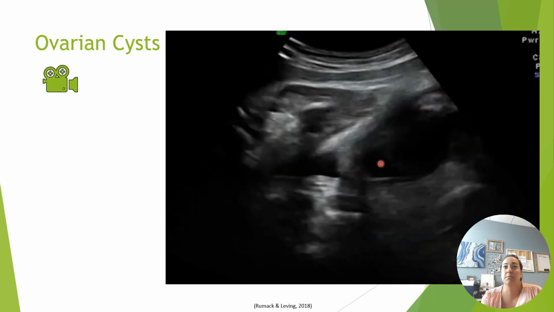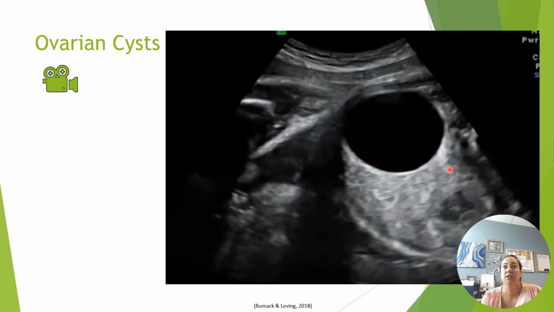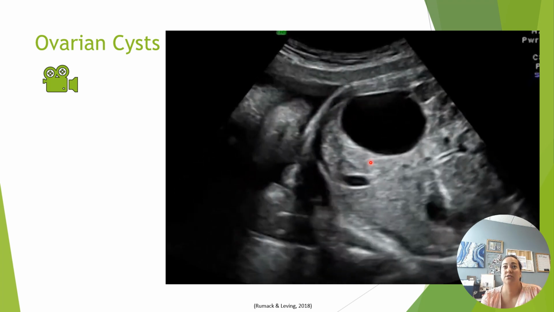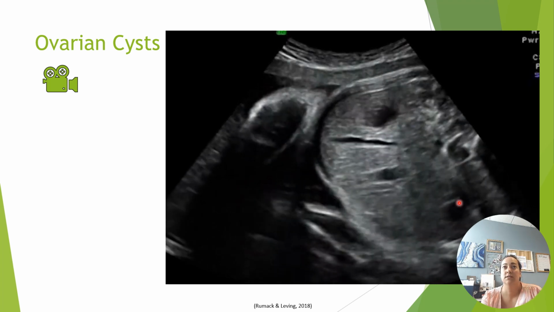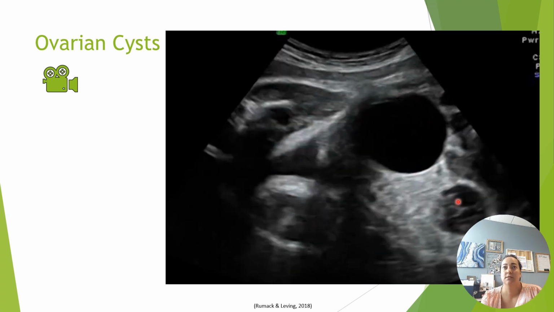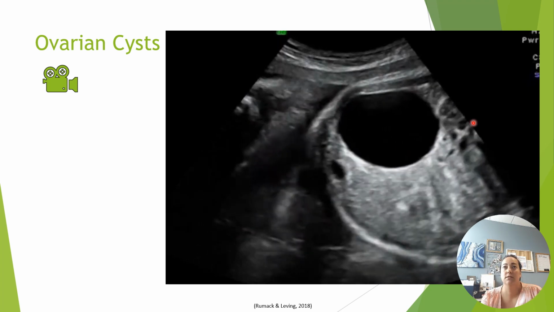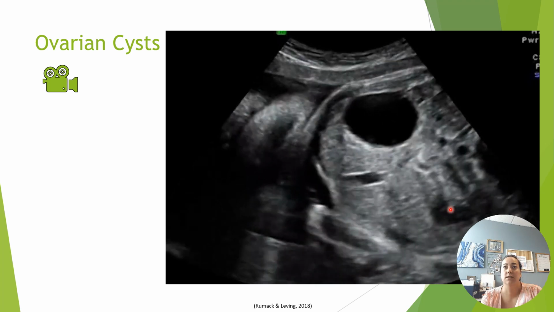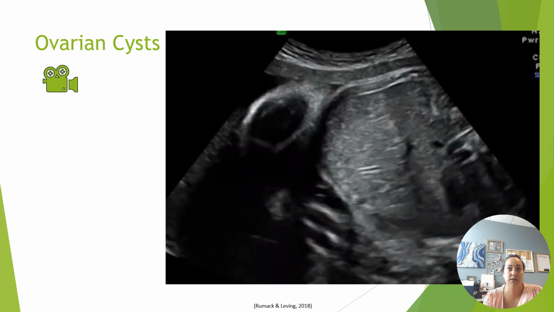Here is an example. So we have that bladder and then this really large cyst. So we can see normal kidneys on this baby, but that large ovarian cyst.